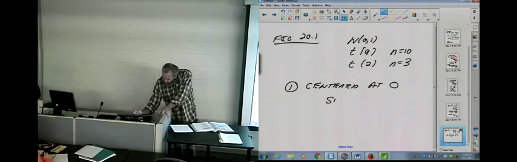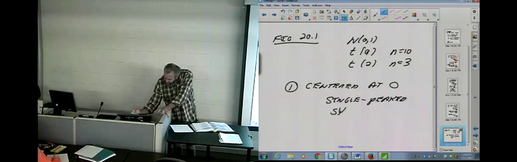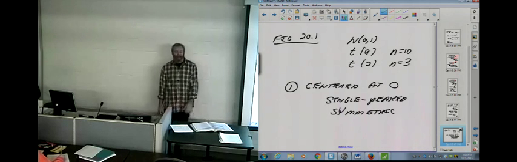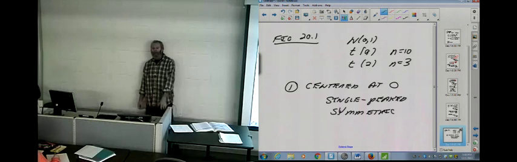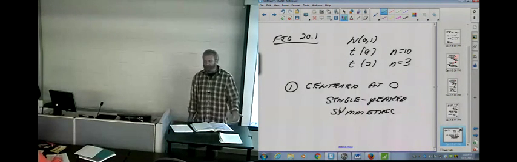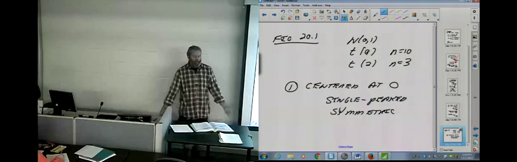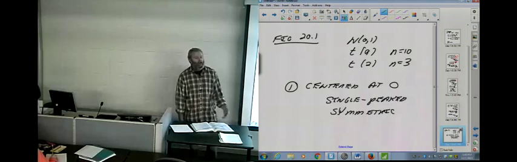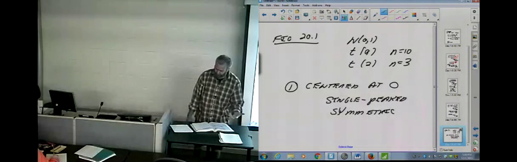They're all single peaked. They've got a single hump in them. And they're all symmetric. So on the face of it, you can't distinguish between the standard normal and a t distribution with 2 degrees of freedom, 9 degrees of freedom, 27 degrees of freedom. They all look the same. They're all centered at the same spot. They're all single peaked. They're all symmetric. They're all bell-shaped.